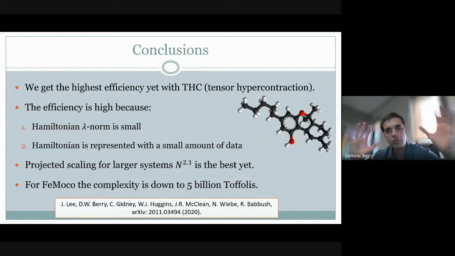And the two reasons why this efficiency is high is because you have a small value of the lambda norm for the Hamiltonian, and at the same time you're representing the Hamiltonian with a small amount of data. And I'll just quickly point out the arXiv paper down the bottom there.